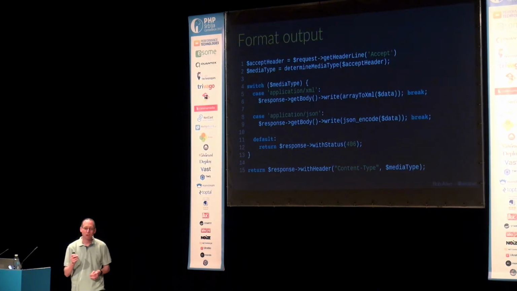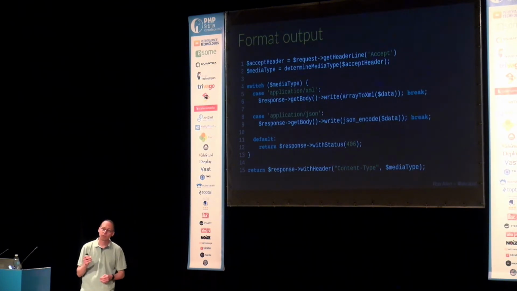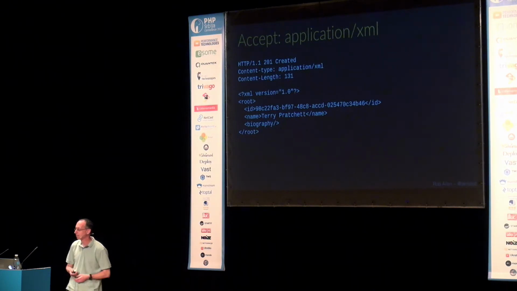If you don't know, or you cannot create the format that the client tells you that it wants, send back a 406. There's no point in sending it JSON if you can't accept it. It's a waste of time. Send back a 406 so the client developer can fix it properly.